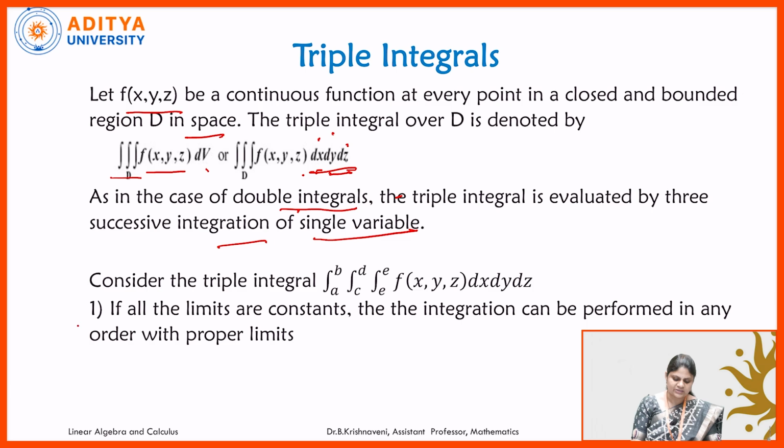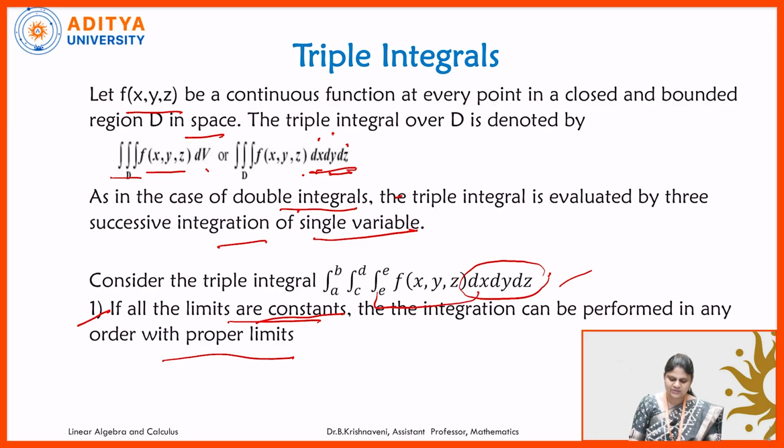The first case is if all the limits are constant. That means the triple integral takes this form: integral a to b, integral c to d, integral e to f, f of x, y, z, dx, dy, dz. If all the limits are constant, the integration can be performed in any order with the proper limits. But the best thing is to follow the same order given in the question itself.